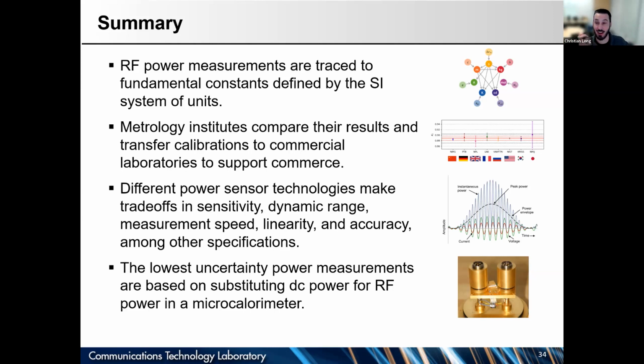And I hope that I've shown you a little bit about how we do primary measurements and how we get the lowest uncertainty by putting power sensors in a microcalorimeter. And with that, I thank you all for your attention.